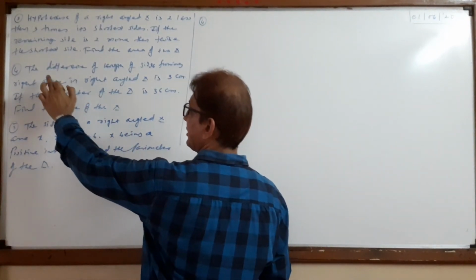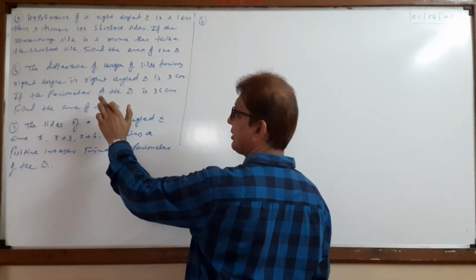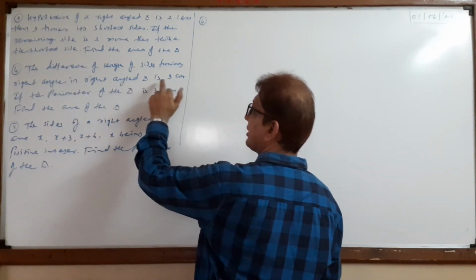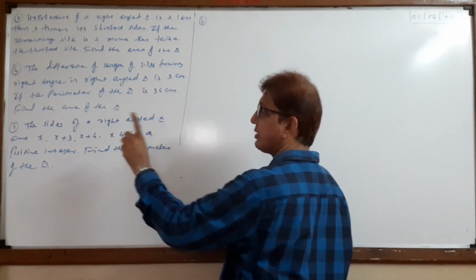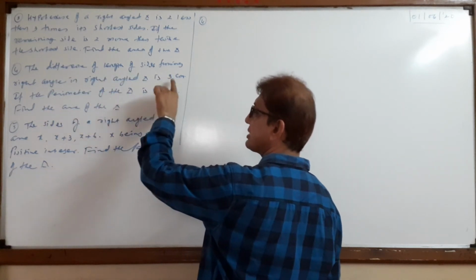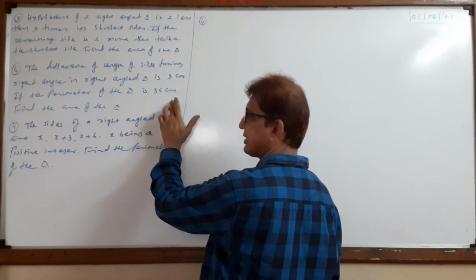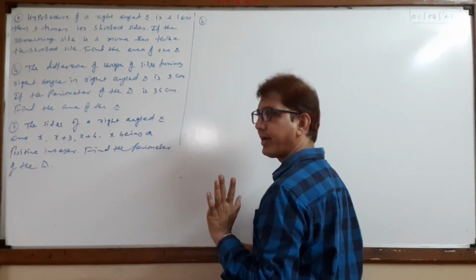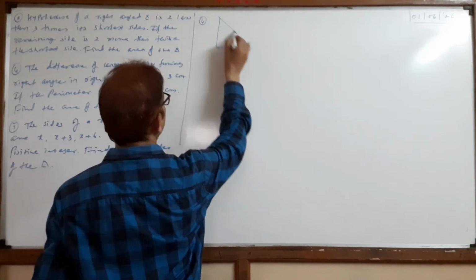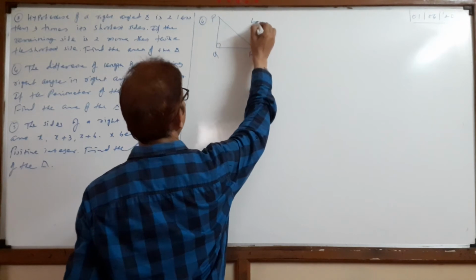Now fourth question. The difference of length of sides forming the right angle in a right angle triangle is 3 centimeter. Again repeat. The difference of length of sides forming the right angle in a right angle triangle is 3 centimeter. And if the perimeter of the triangle is 36 centimeter, and final question again, find the area of the triangle. Okay. So first we suppose P, Q and R.